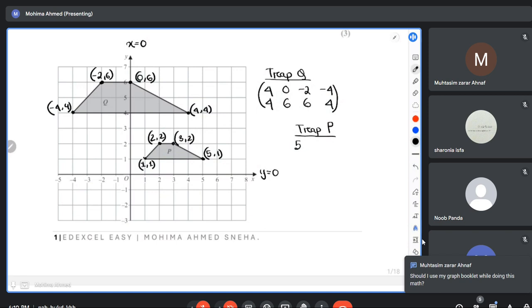Sure, you can, but in most cases in question papers, they will actually give you these graphs. But obviously, if you're going to use your phone to solve this question paper, certainly you can use the graph booklet.